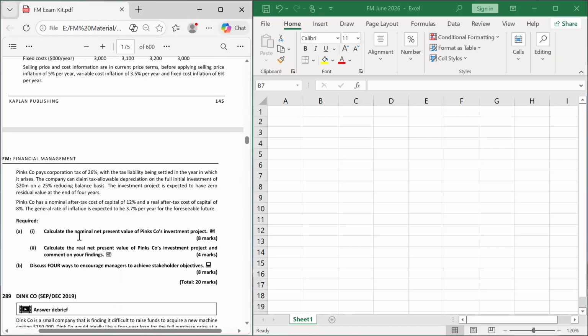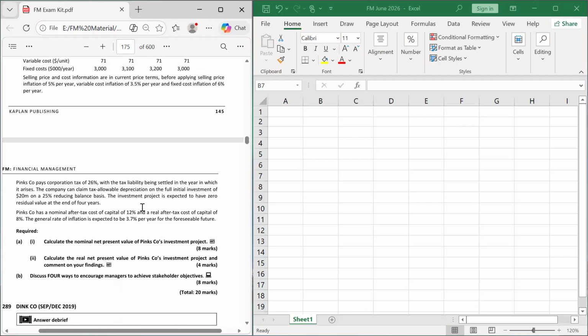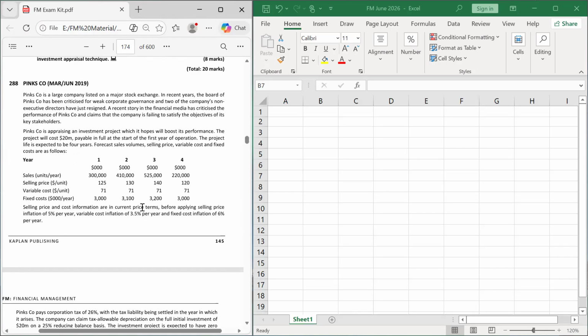So I told you nominal and money mean the same thing, so you should not get confused. So you have to use the money method, or you can say the nominal method, of calculating the NPV for Pink's company's investment project, and then you have to calculate the NPV using the real method as well and comment on your findings. Obviously, you have to tell whether you should go for the project or not on the basis of the answer that you will get. So let's start. Let's look at the question and start solving that.